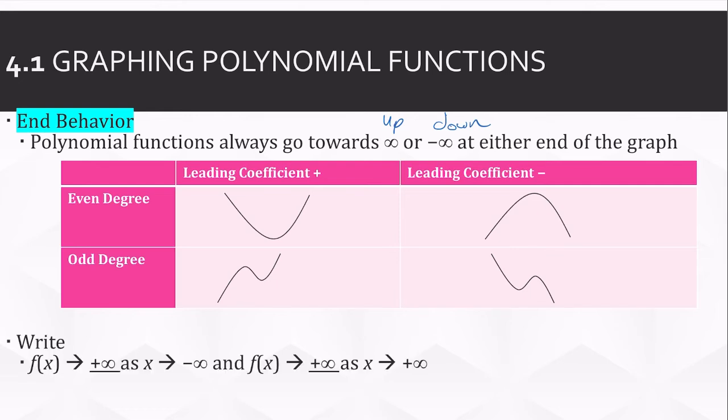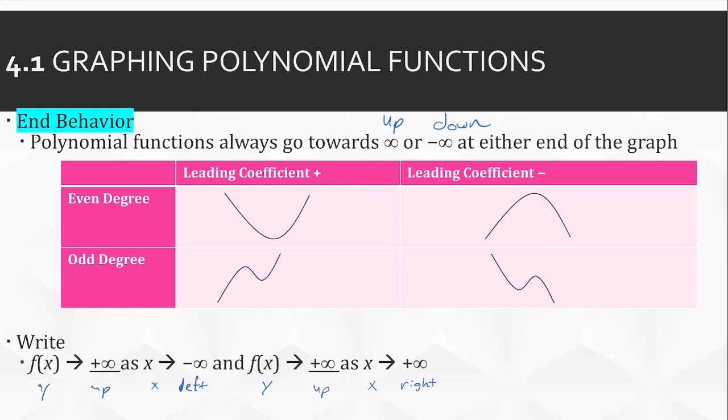We're going to write this like this, as f of x approaches positive infinity as x approaches negative infinity. So this is y goes up as x goes to the left, and f of x goes to positive infinity, that's up, as x goes to the right.